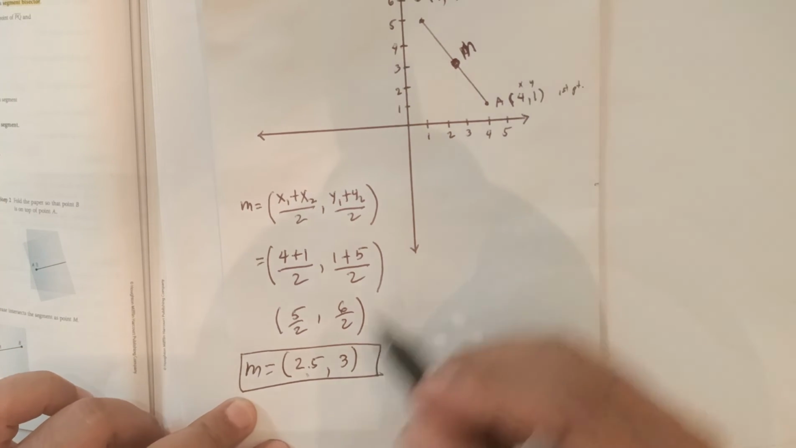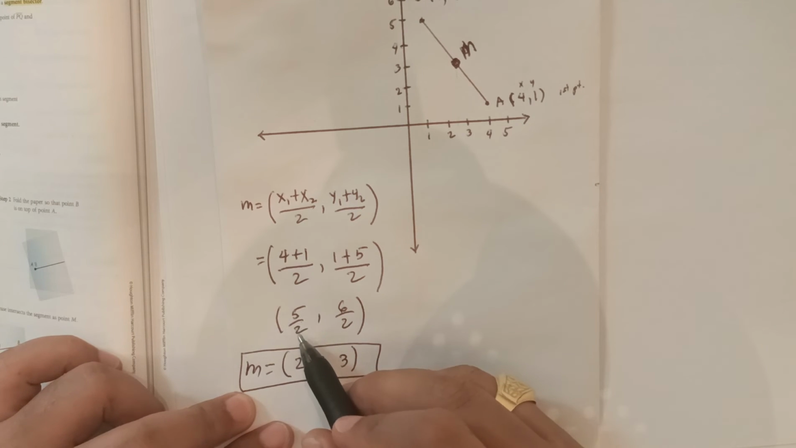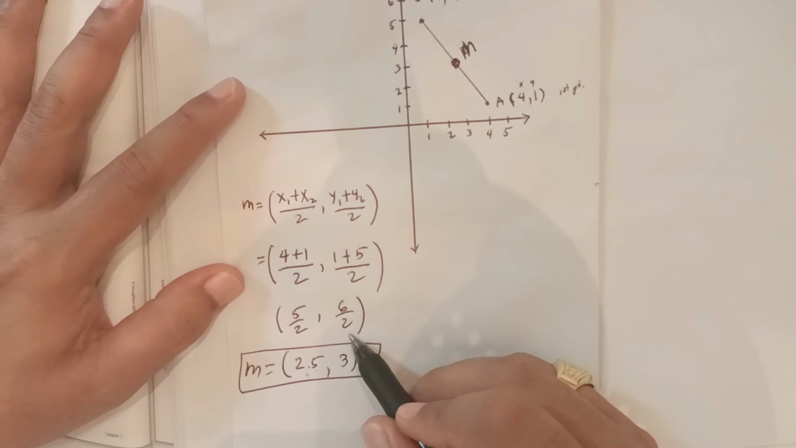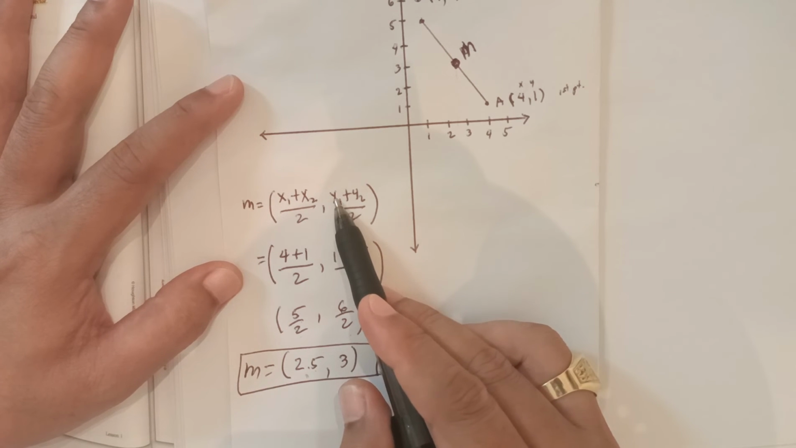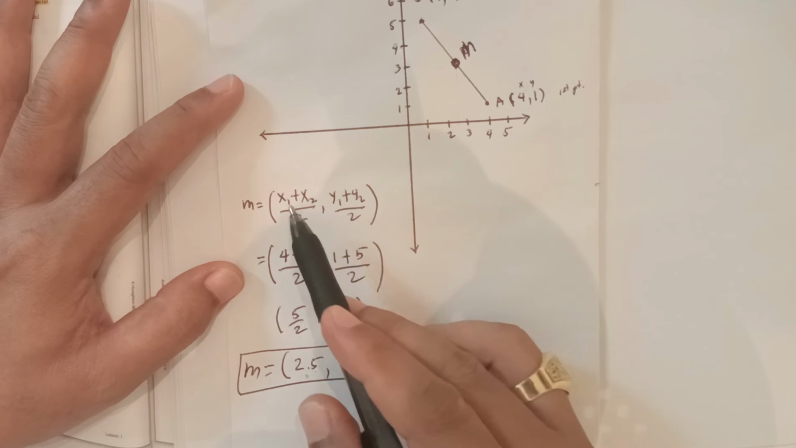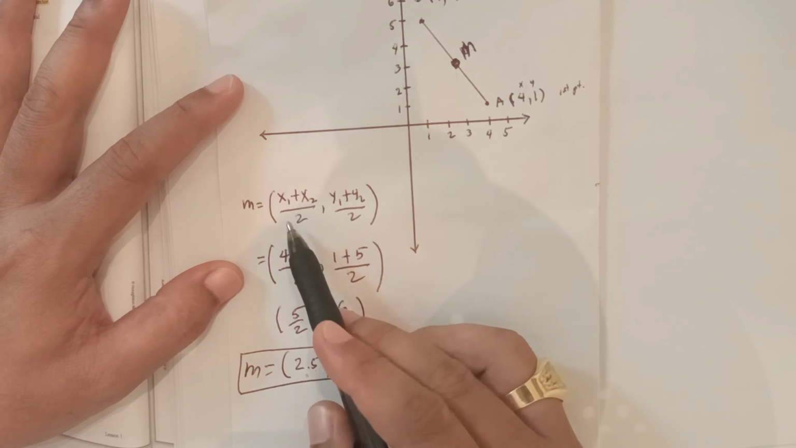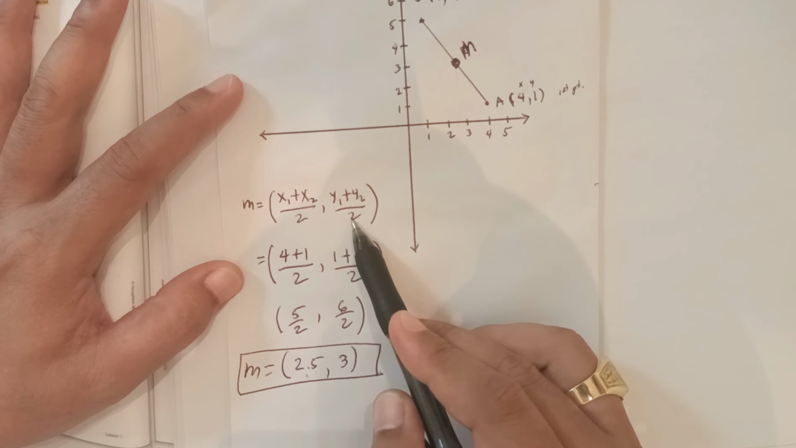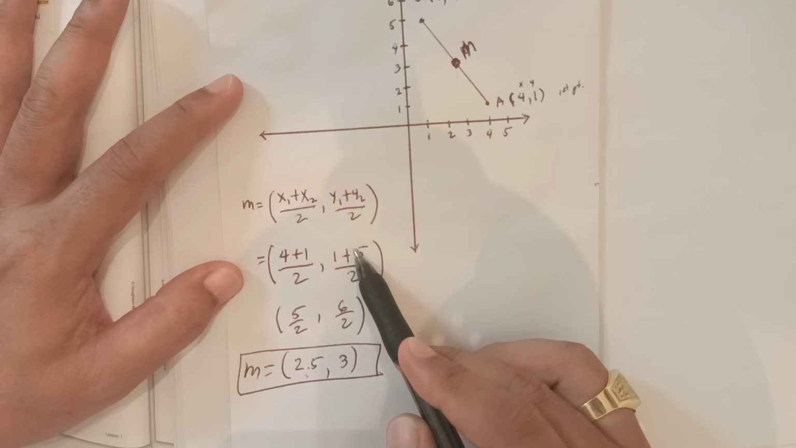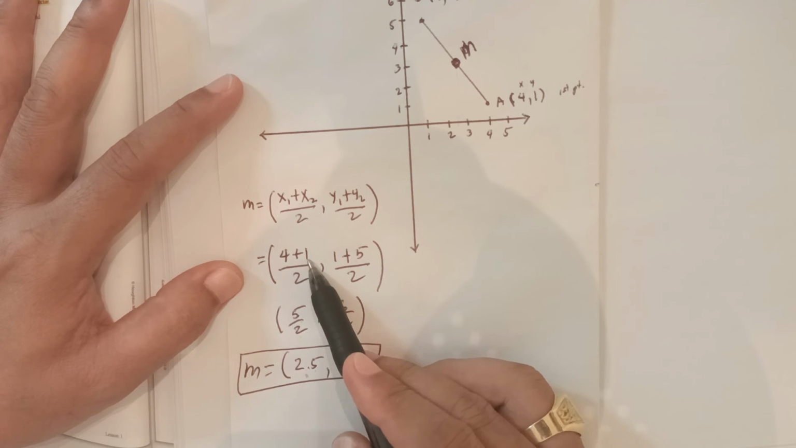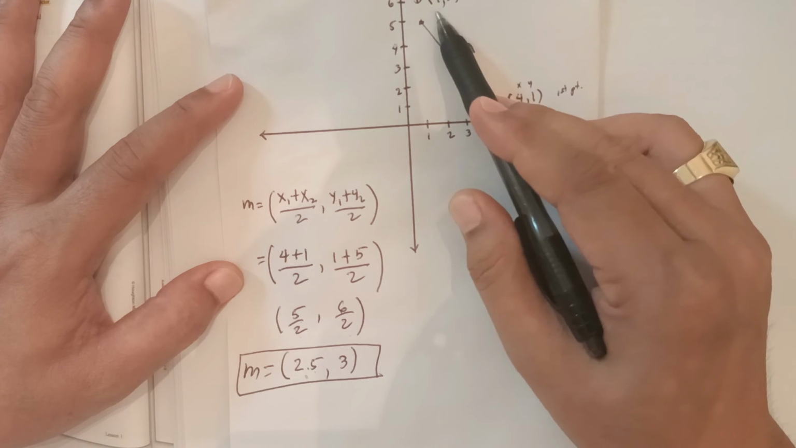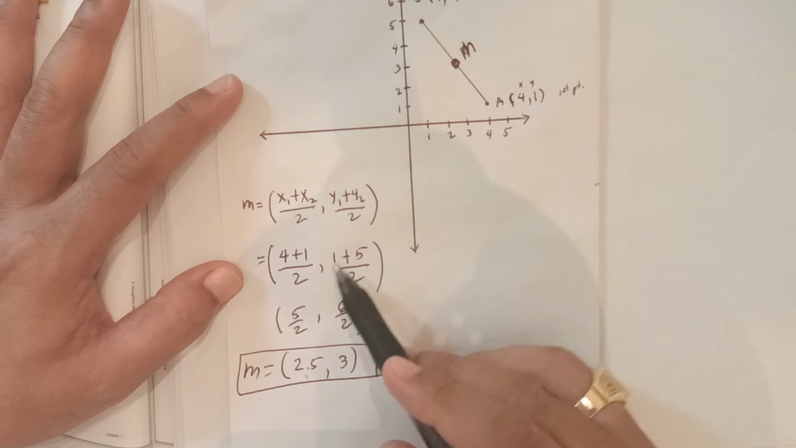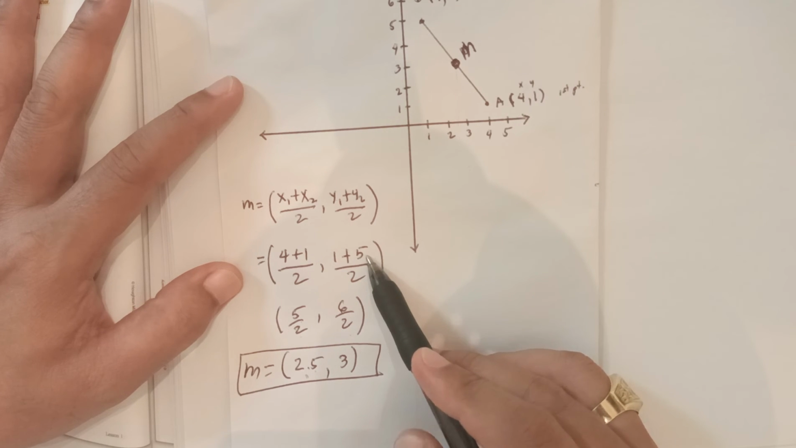So we got the value 2.5 by 5 over 2, then 6 over 2. Again, this is our formula for the midpoint: x sub 1 plus x sub 2 over 2, then y sub 1 plus y sub 2 over 2. Then we plug in the values. So 4 and then 1, that's the x. Then we have 1 and then 5, so 1 plus 5.